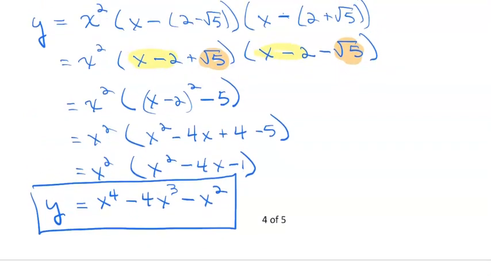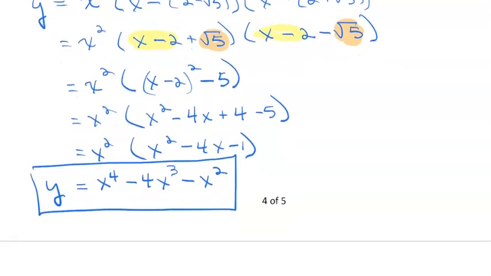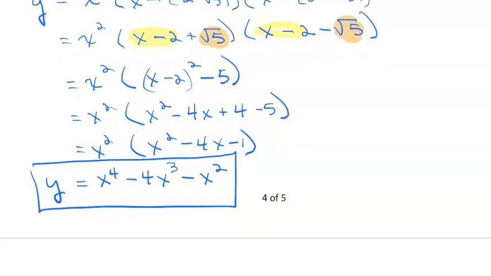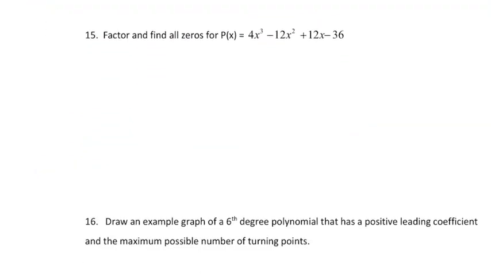So what I wanted to mention is you are not going to ever see radicals in your polynomial function, nor will you see i's. So if you do all your math and you still have a radical, you still have an i, something is wrong, go back and fix it.